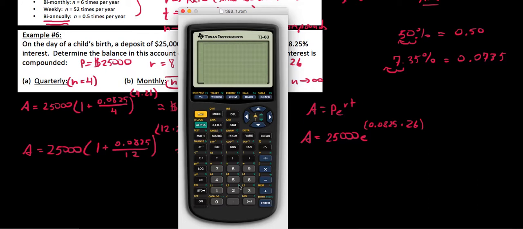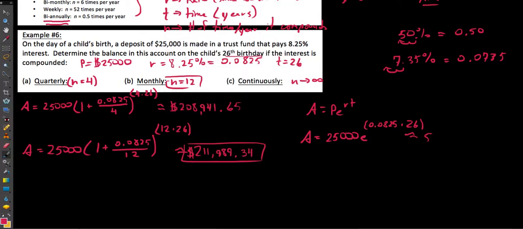The reason I like this model so much, other than that we use natural-based models to model things all the time, is that it's a lot more concise. So 25,000 e to the power of 0.0825 times 26, and we get about $213,551 and 3 cents.